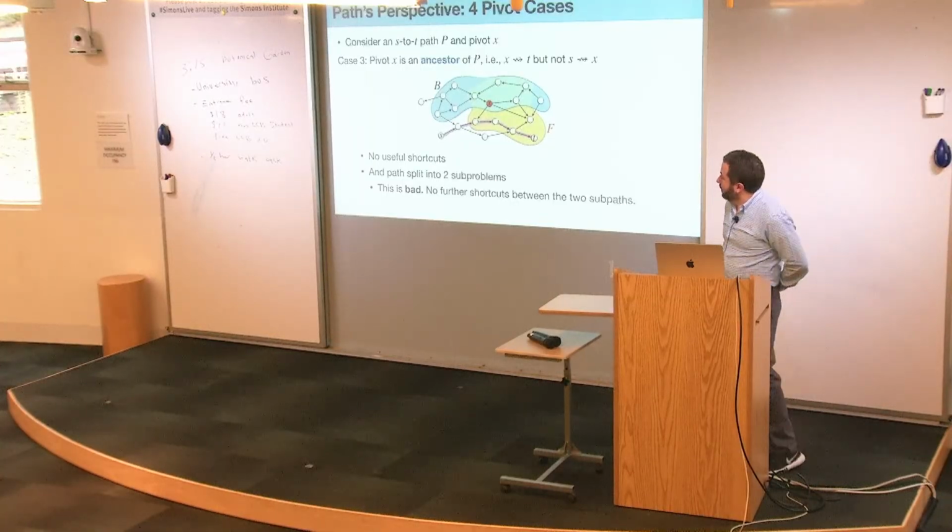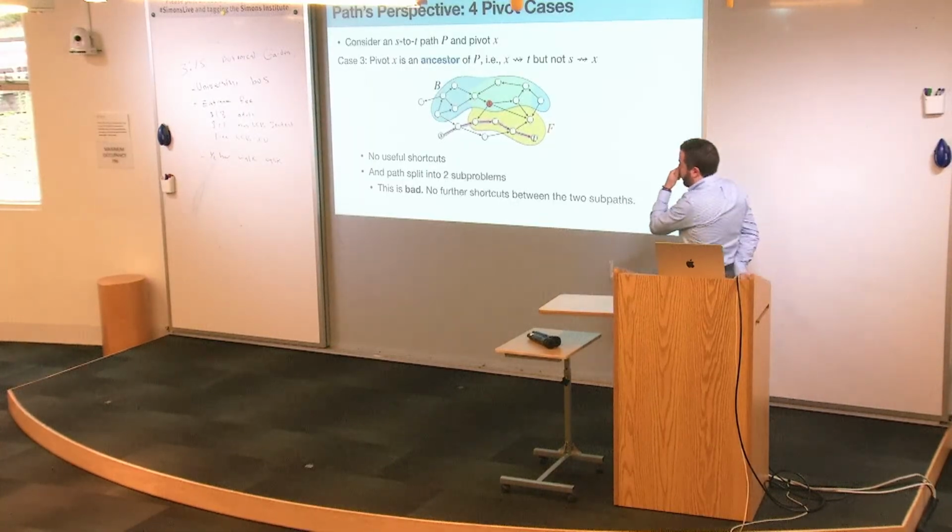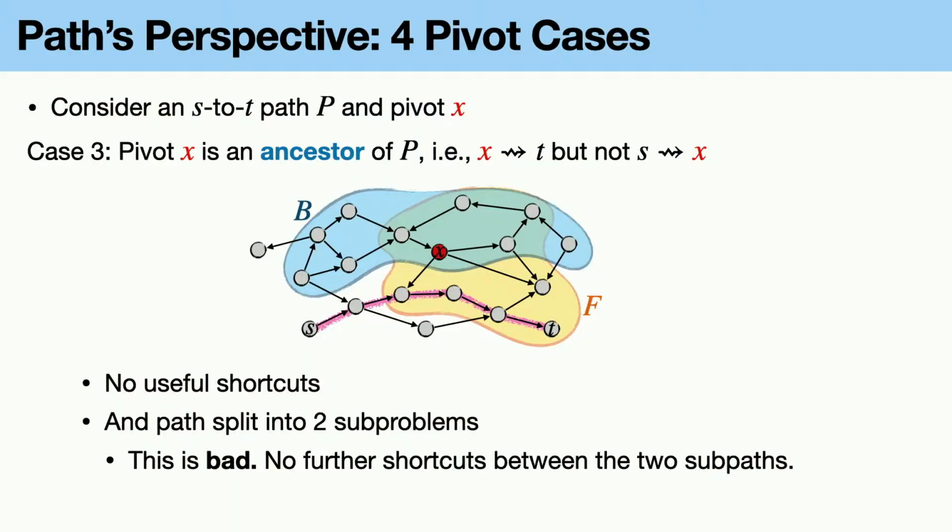So then there's 2 symmetric cases. So if some of the path is in the forward search, but none of it is in the backward search, I would call that pivot an ancestor of the path. And in this case, I'm not drawing the shortcuts in because none of them are useful for us, or at least I can't argue that they're useful. And what happens here is some of the path ends up in the forward search, and some of it is unrelated to the pivot, so the path is split across 2 subproblems.